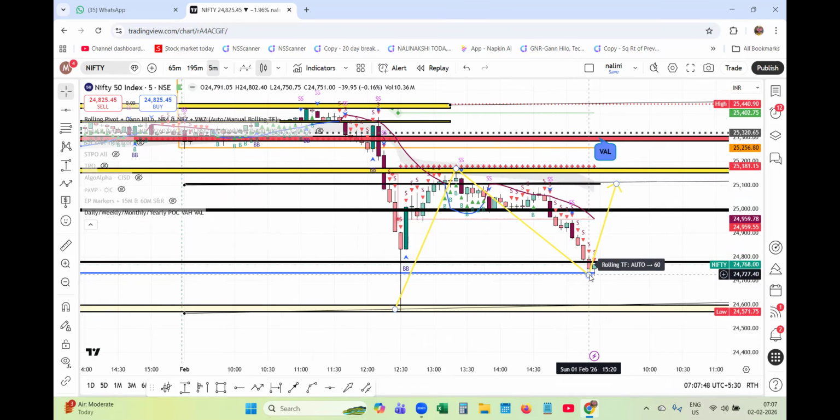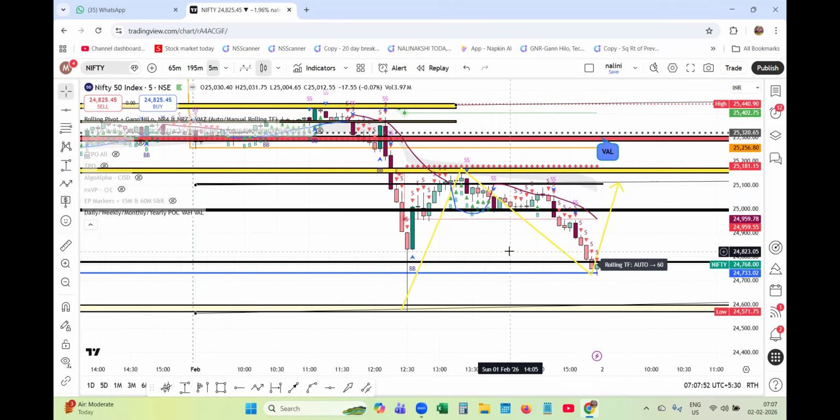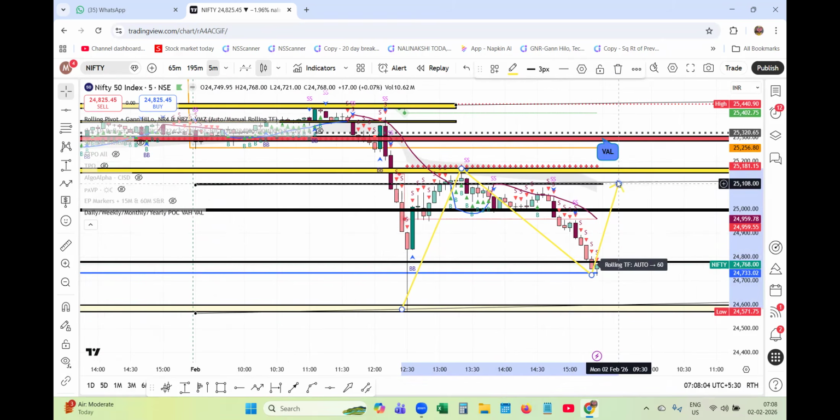But the thing is, it will be a range type of movement you can anticipate within this area, 25,100 to 25,719. So it will be a sideways type of movement, and the range low is a buy, range high is a sell. That type of strategy you need to adopt for trading today.